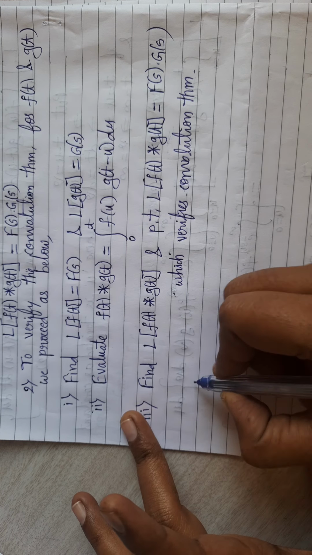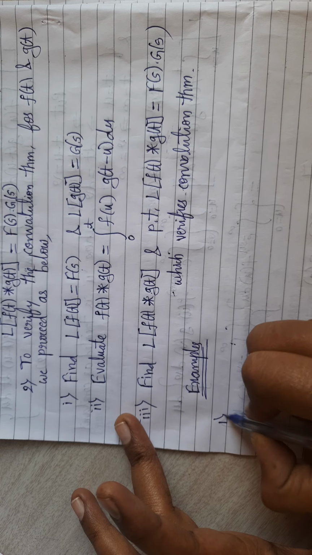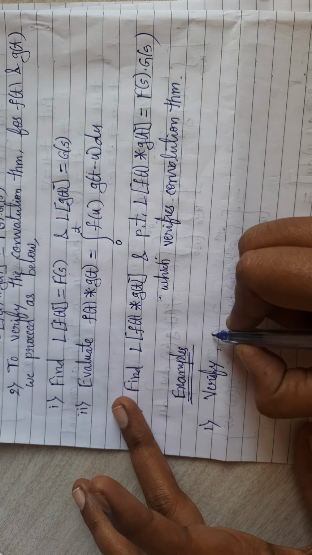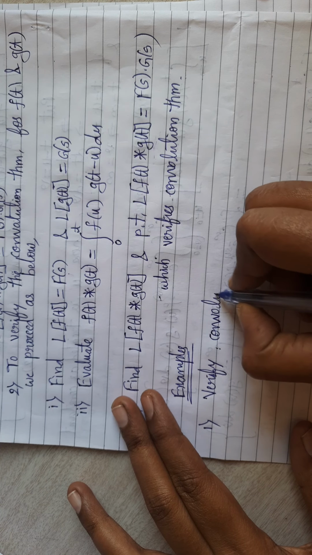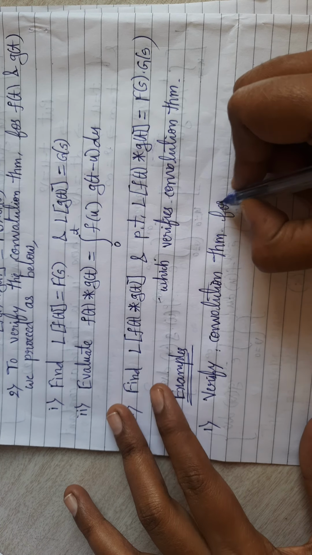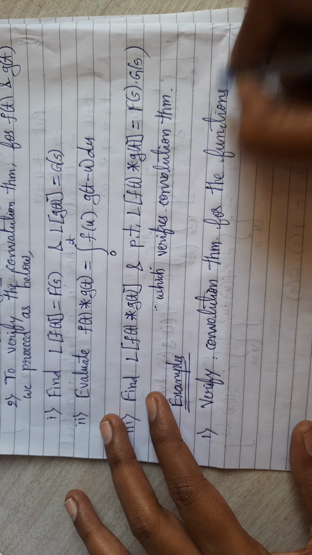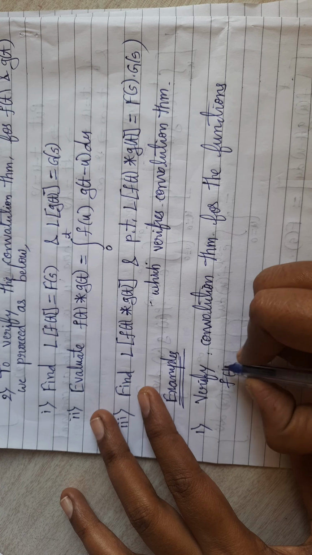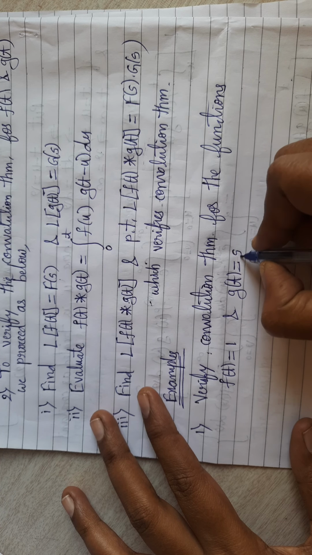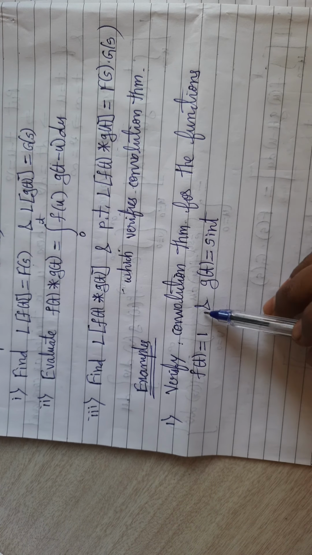So I'll take examples now. First one, verify the convolution theorem for the functions f of t equals 1 and g of t equals sin t. They will give the two functions. The question will be asked: verify the convolution theorem.